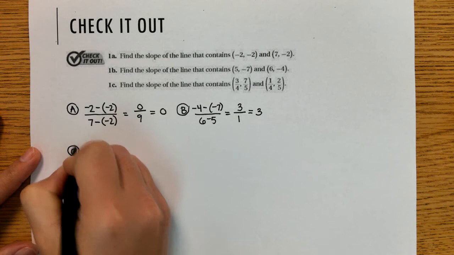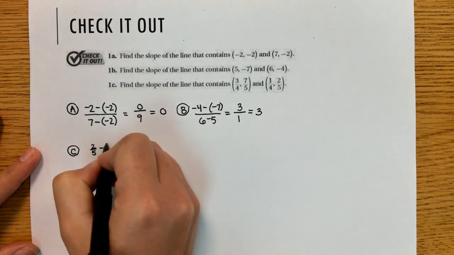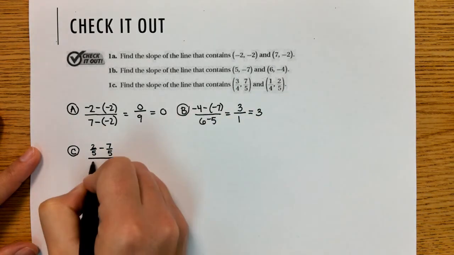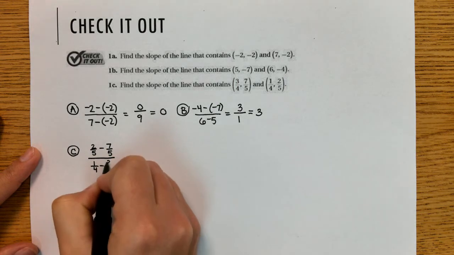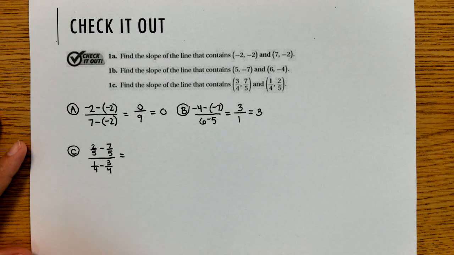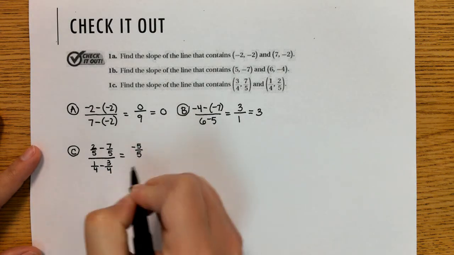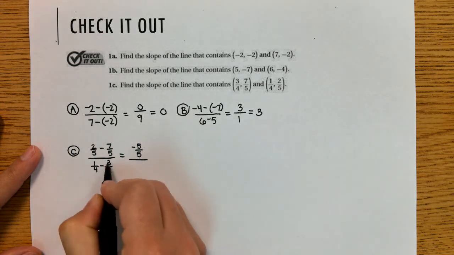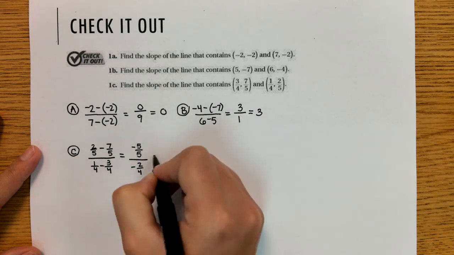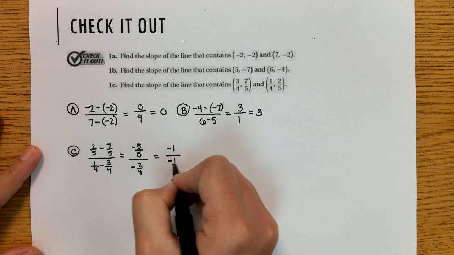For C, we're going to have up top 2/5 minus 7/5, and then 1/4 minus 3/4. So 2/5 minus 7/5 will give us negative 5/5. In the bottom, 1/4 minus 3/4 will give us negative 2/4. And I'm just going to simplify these. Up top, that would give us negative 1. In the bottom, we would have negative 1/2.